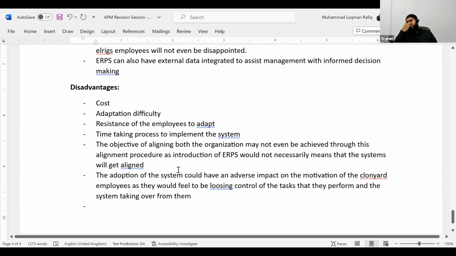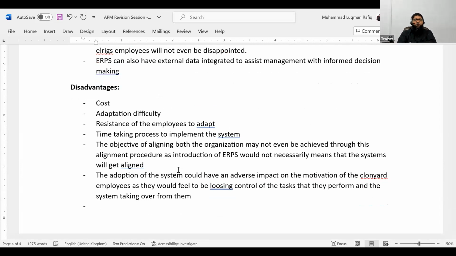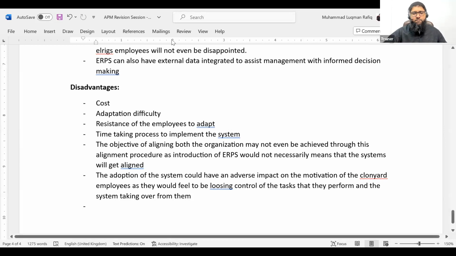So generally, with respect to the enterprise resource planning system, one of the advantages is that it automates things. It improves things within the organization. But the biggest problem that arises is the cost element, the time required, and at the same time, this could have an adverse impact on the motivation levels of the employees also. Do you get it? Do you people get it?